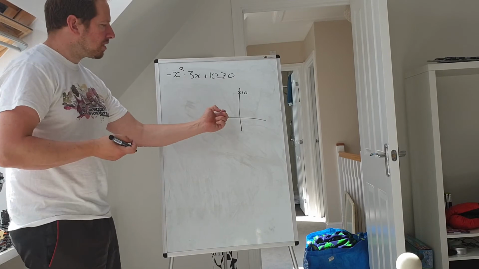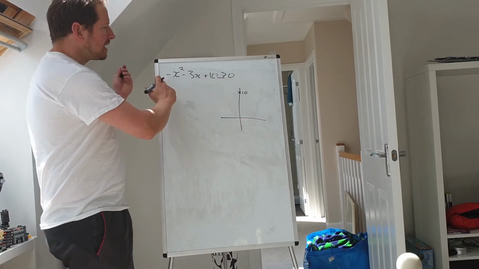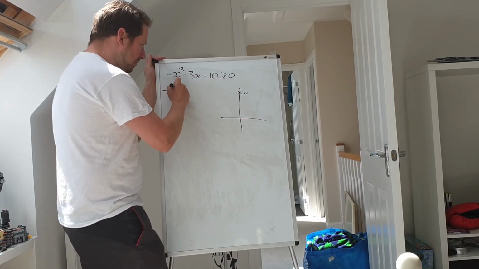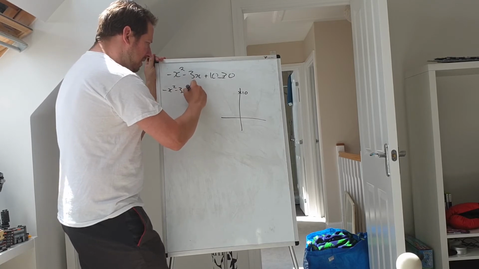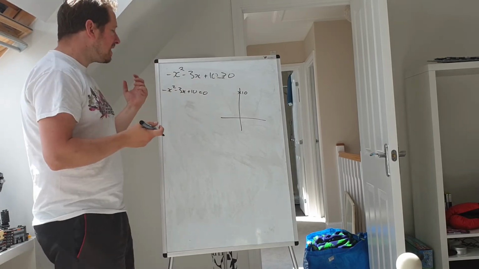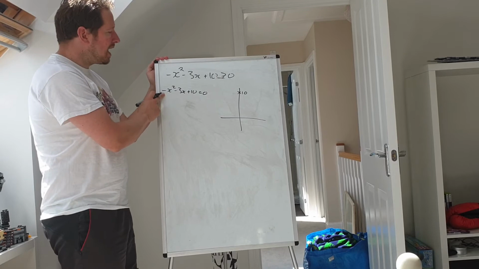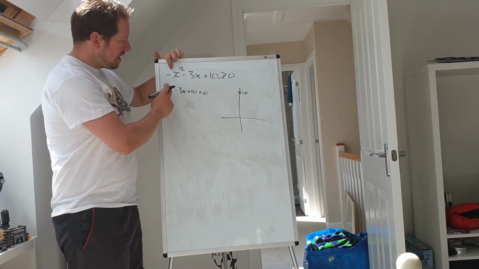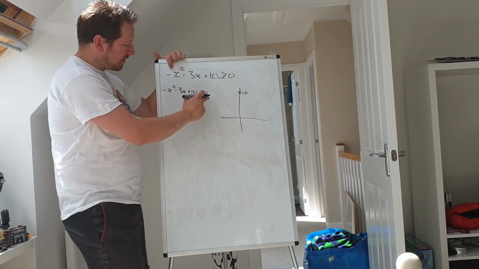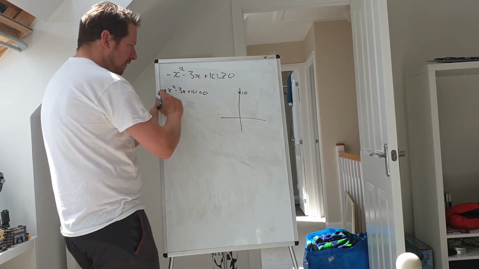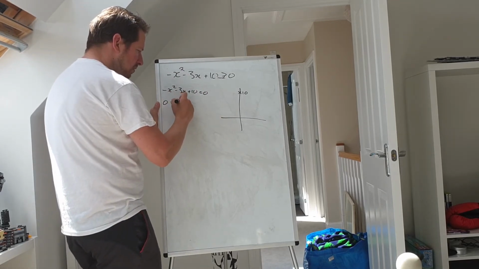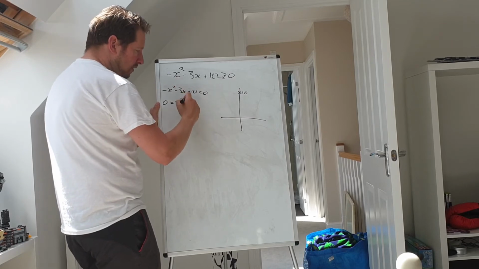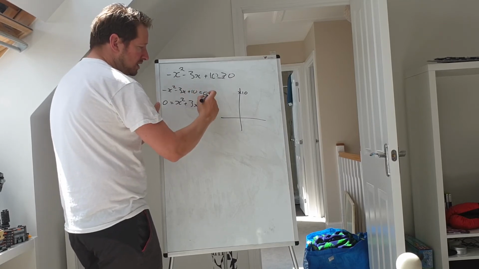So how do we find out where it goes through the x-axis? Well, we need to set it equal to 0. So I've got minus x squared minus 3x plus 10 equals 0. Now, of course, what you can do is try and factorise this. However, as long as we know that it's going to be a negative parabola, then I'm going to move everything to this side to make it a positive x squared. So I've got 0 equals x squared. Move this over to this side, I've got plus 3x. Move this over to this side, I've got minus 10.